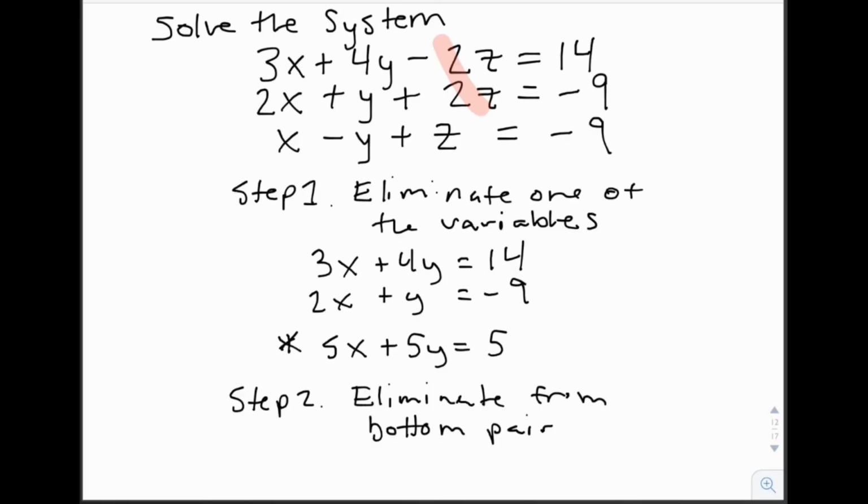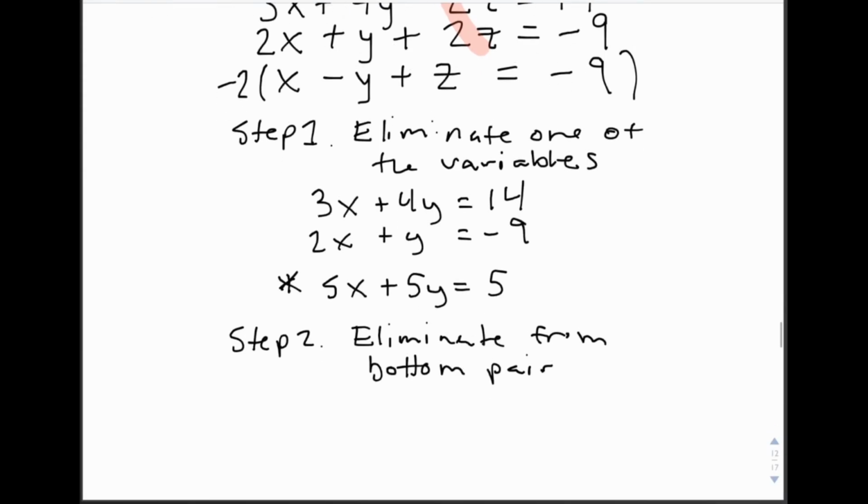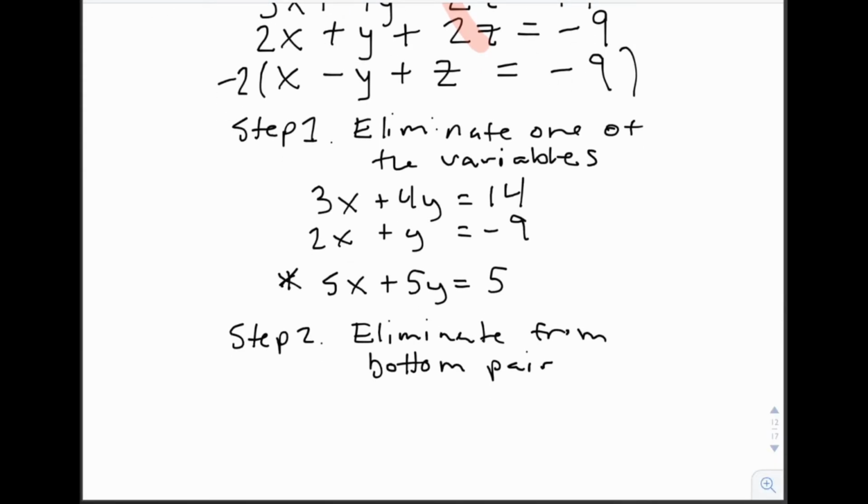So eliminating from the bottom here, what do we need to multiply the bottom by in order to eliminate one of the variables? We want to be consistent here, so we can eliminate those z's. What do we need to do? We need to multiply by negative 2 in order to eliminate those z's. So let's multiply that bottom one by a negative 2. I'm going to rewrite the one above it. Again, we're trying to eliminate those z's.